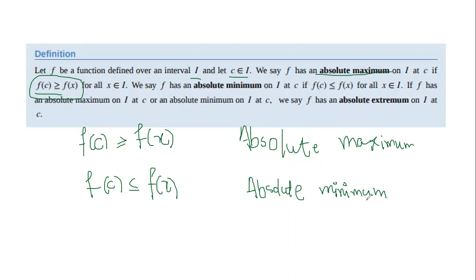Okay. So if f has an absolute maximum on I at c, or an absolute minimum on I at c, we say that the function has an absolute extremum on I at c. Both values, absolute maximum and absolute minimum, lie on this point. So this is known as my absolute maximum and absolute minimum points.